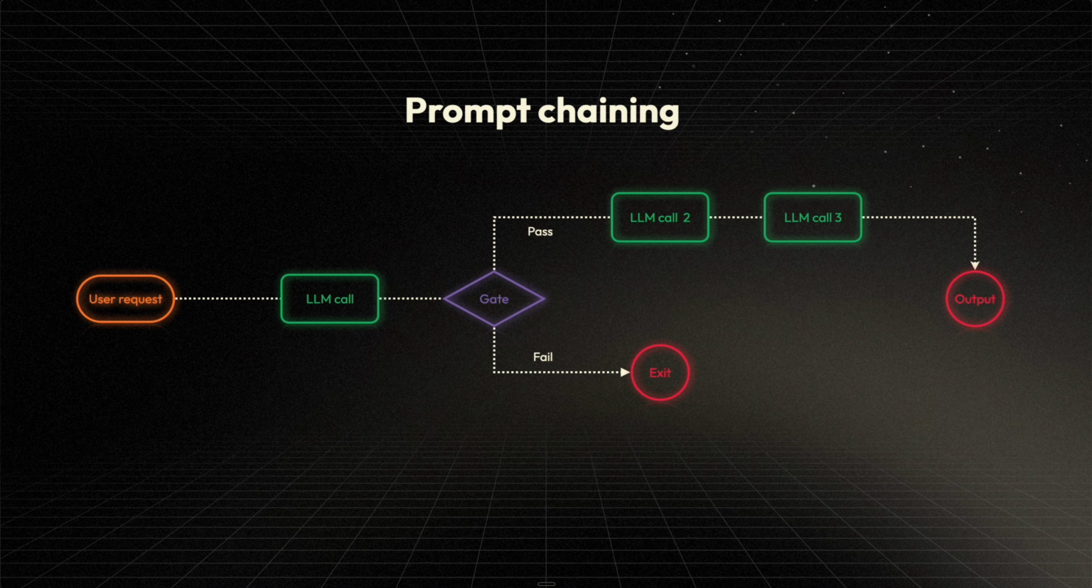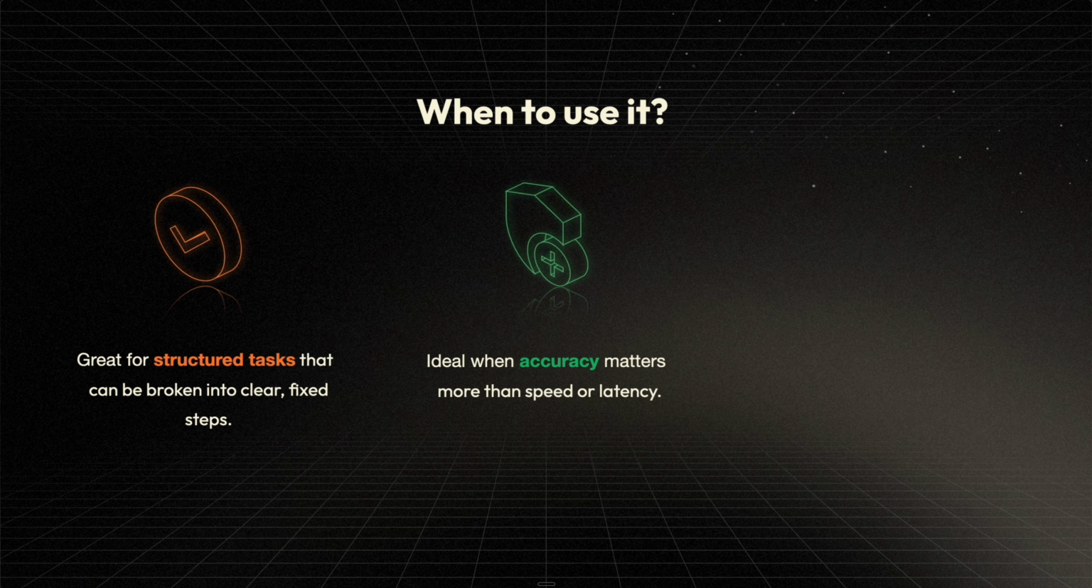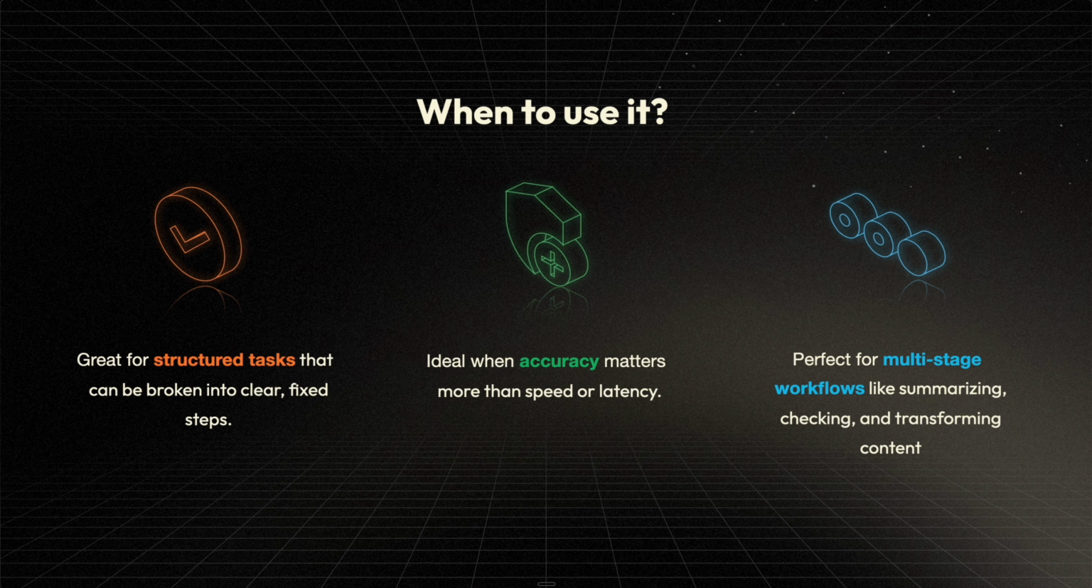Chaining works best when you have structured tasks that can be broken down into clear, fixed steps. Accuracy matters more than speed or latency, and you're working in a multi-stage workflow like summarizing, checking, and transforming content.